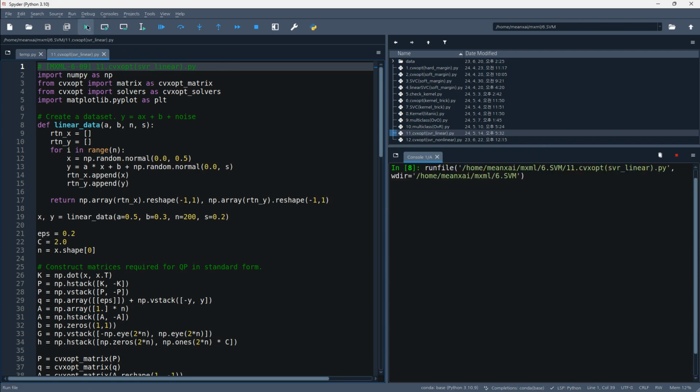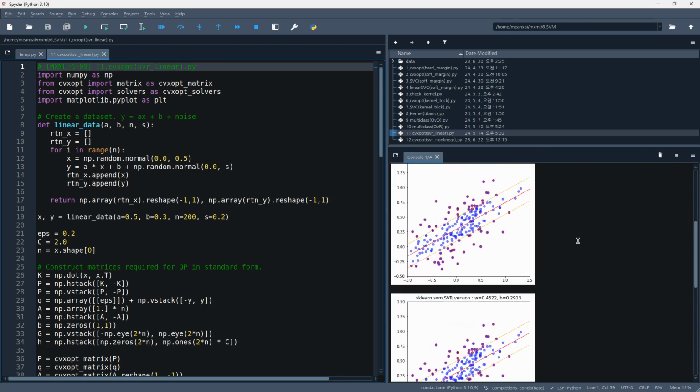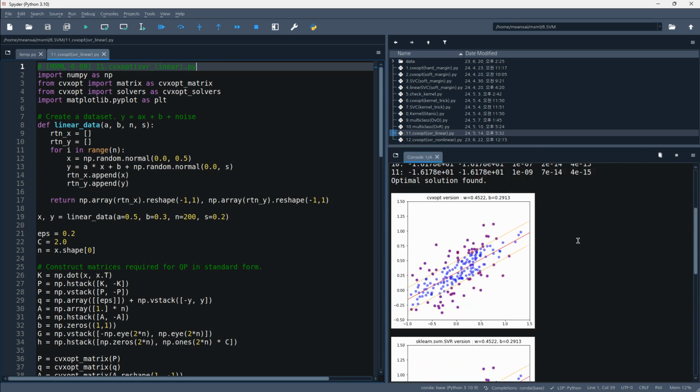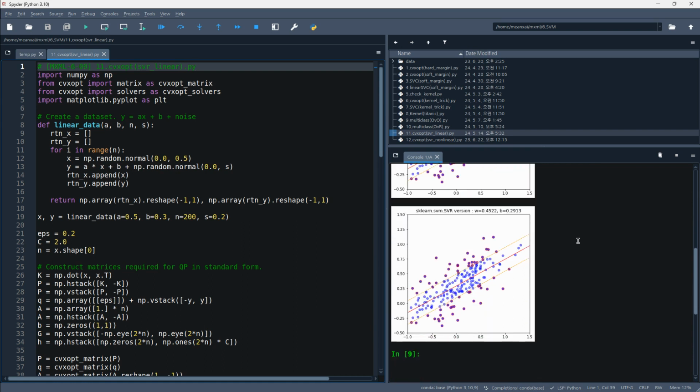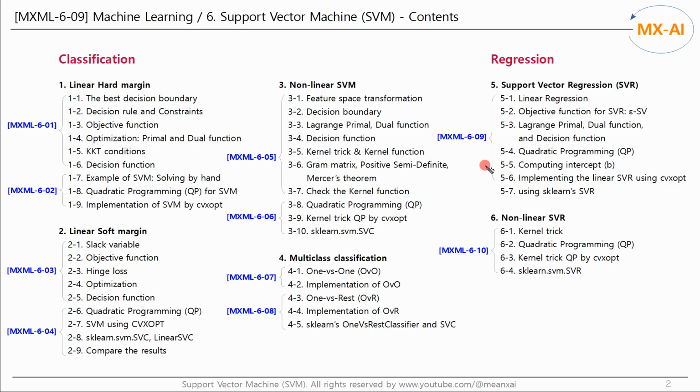Let's run this code. The results of CVXOPT are like this, and the results of SVR are like this. So far, we have looked at the linear support vector regression algorithm and implemented it from scratch. In the next video, we will look at the nonlinear support vector regression.